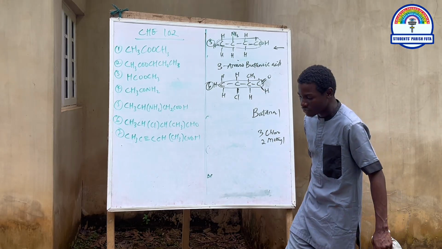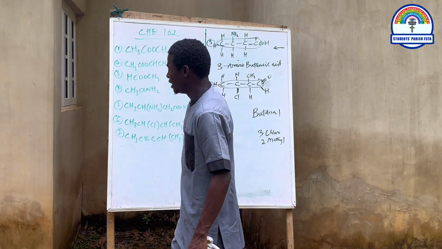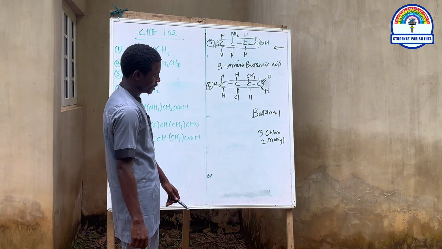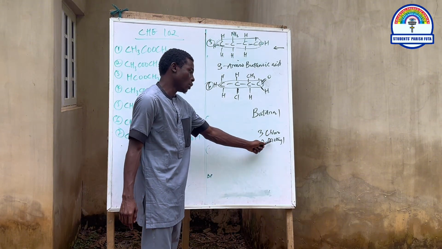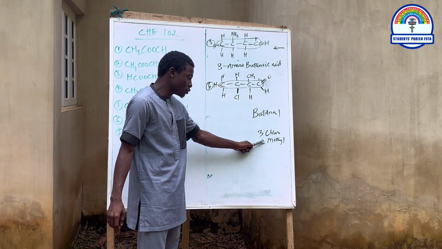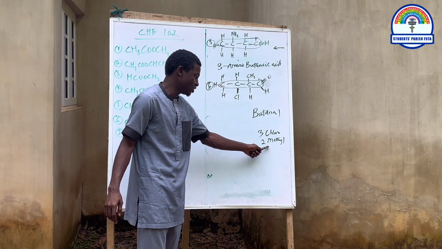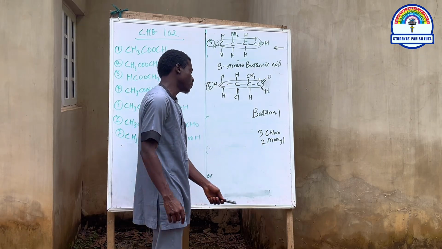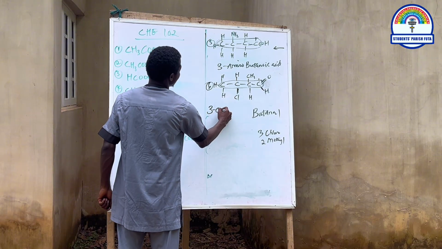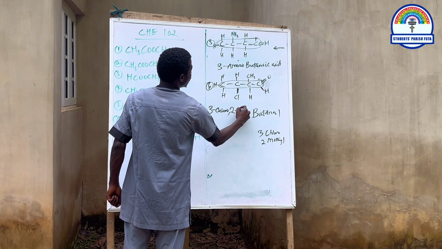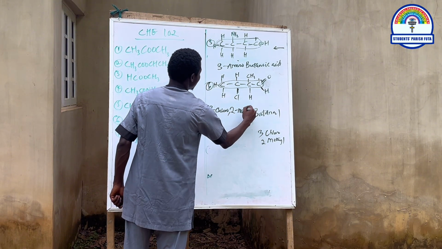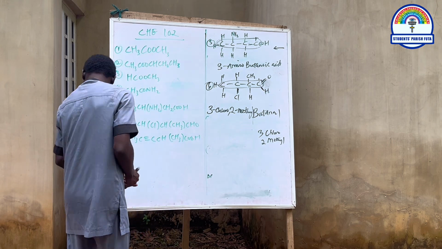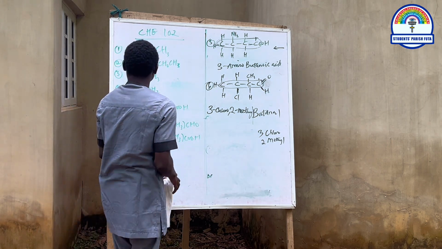And remember our fourth thing to consider while naming, that is you have to arrange alphabetically. So alphabetically, which one comes first? C or M? C. You're not looking at 3 and 2. Of course, 2 comes before 3. No, you're looking at the lettering, the name of the substituent. So chloro comes before methyl. That makes it 3-chloro-2-methylbutanal. So that's question number 6.